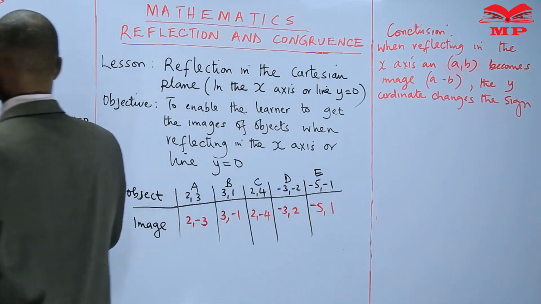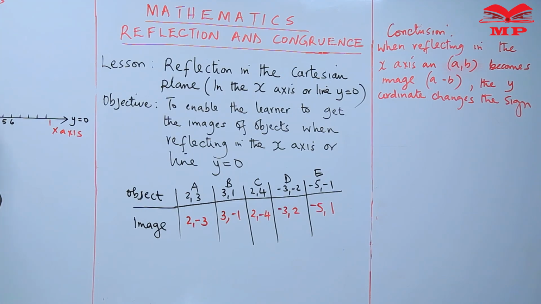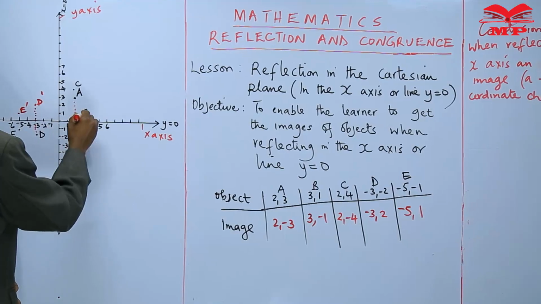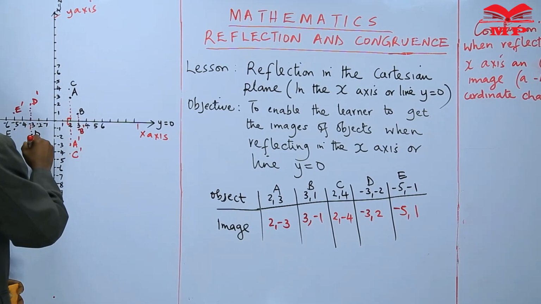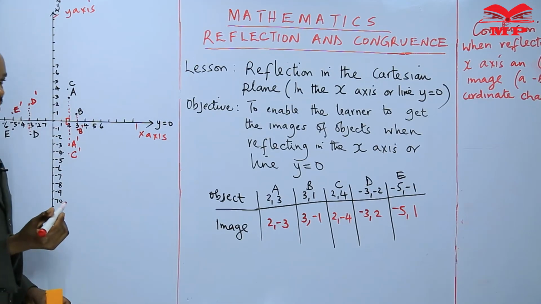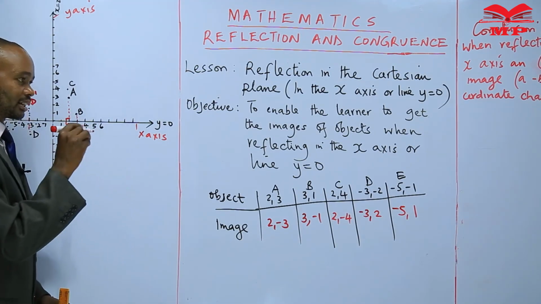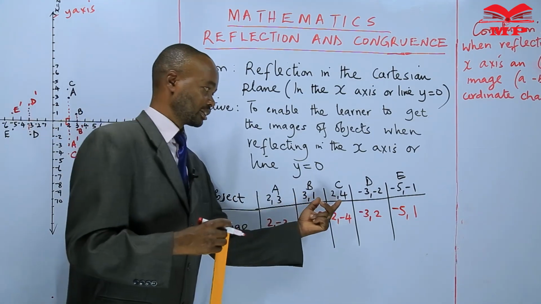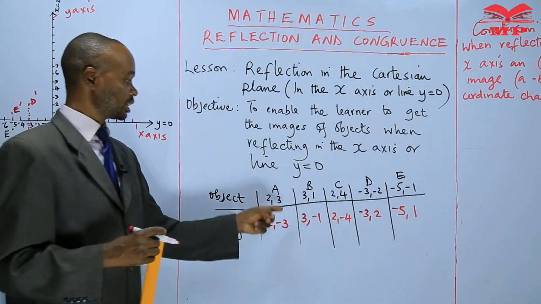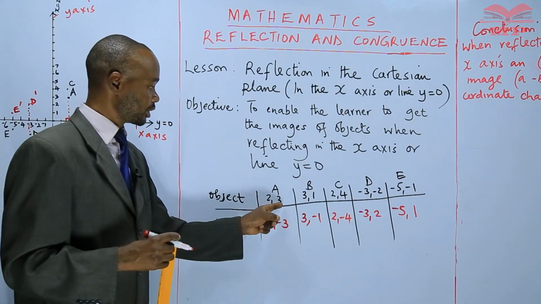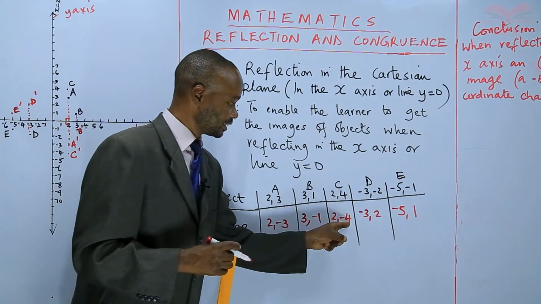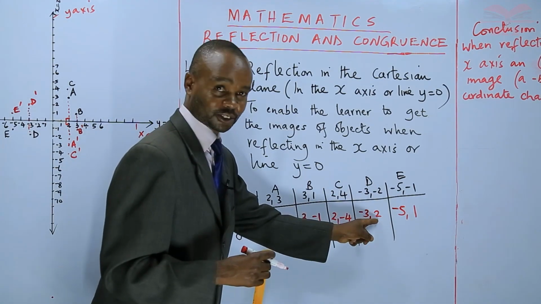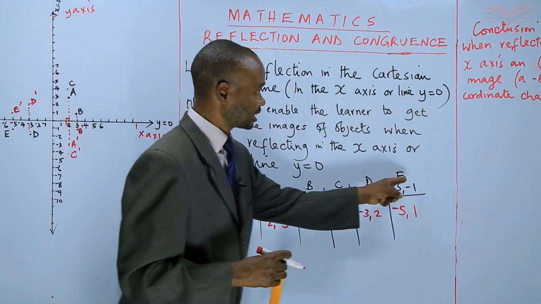Because I would still join, this is CB. If I joined to create a triangle, it will still be the same. Creating a triangle like ABD, you'll still get the same coordinates, whether it is a plane or a line. All the vertices of that plane, the y-coordinate of the image will change. Noticeable here, 3, negative 3, 1, negative 1, 4, negative 4, negative 2, positive 2. It changes the sign. Negative 1, 1.